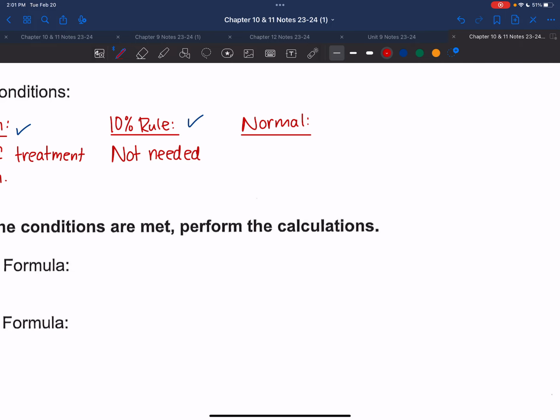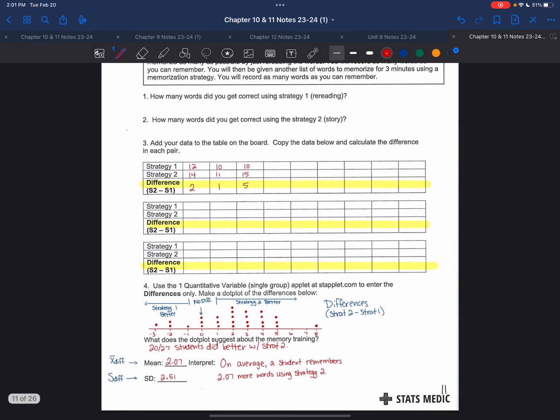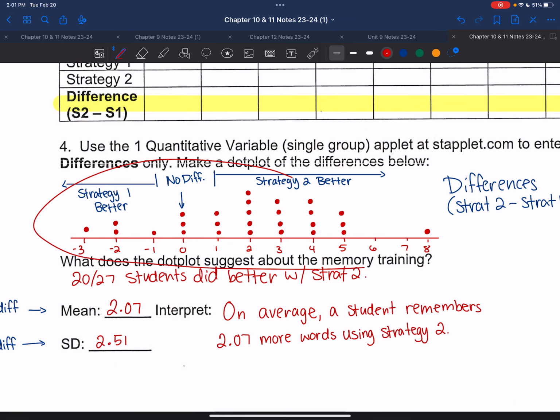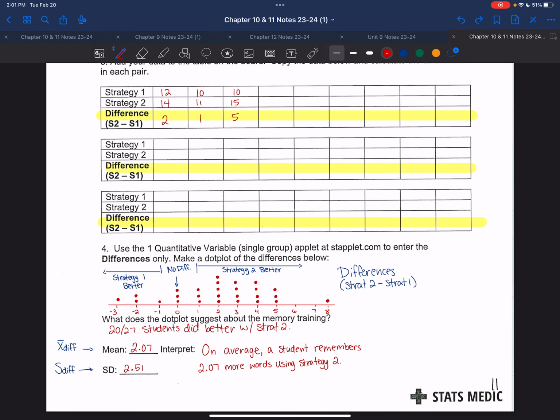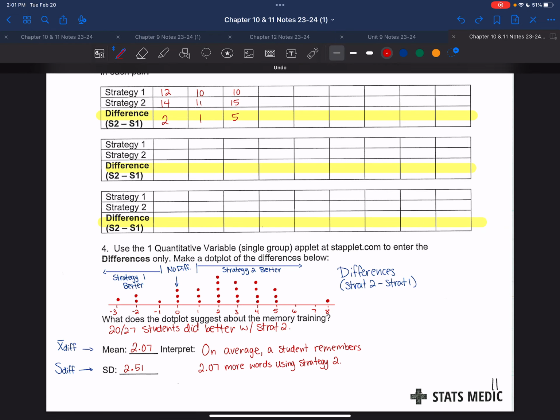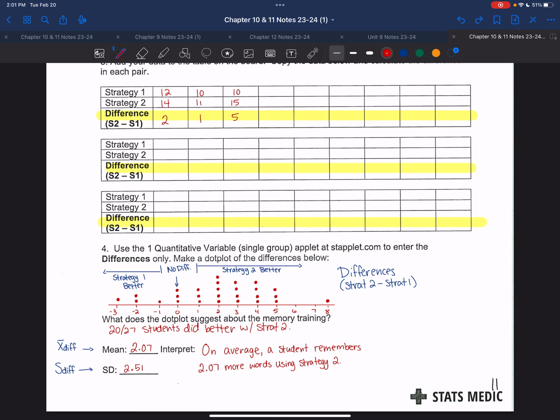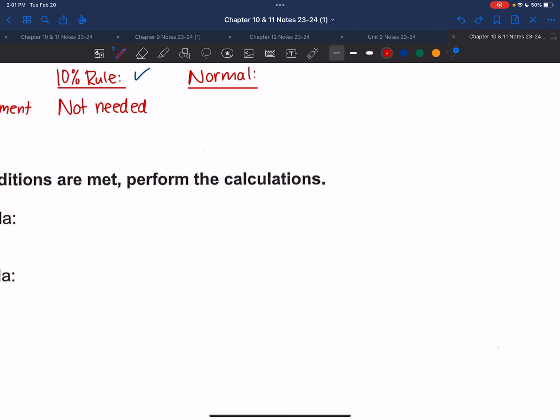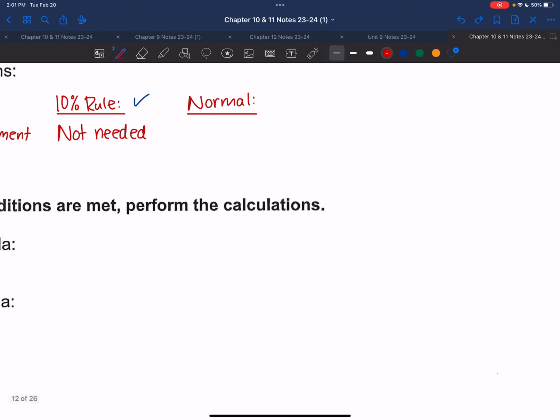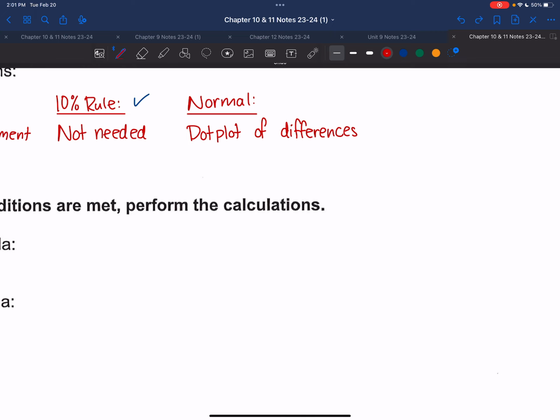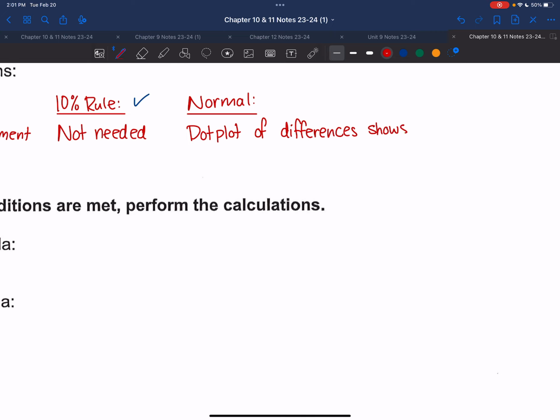All right, so if I go back to that dot plot, we already drew it up, but you can see that in this dot plot, there's no strong skewness or outliers. We do have one student that's a little bit higher than the rest, but he or she's not so far out there that it needs to be a worry. So I'm just going to say dot plot of differences shows no strong skewness or outliers.